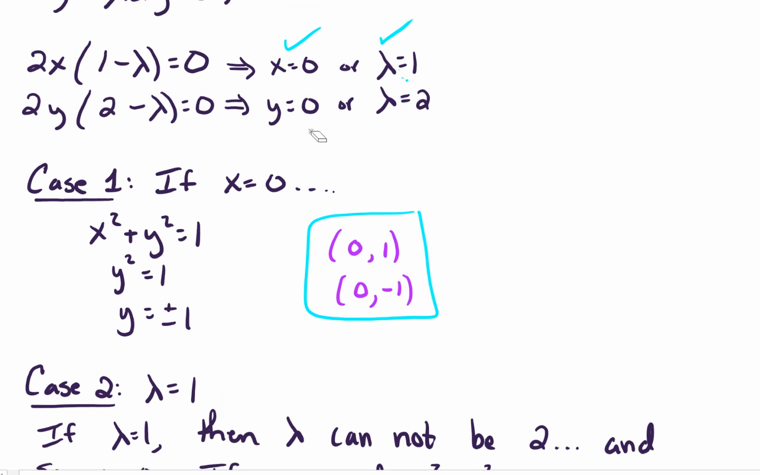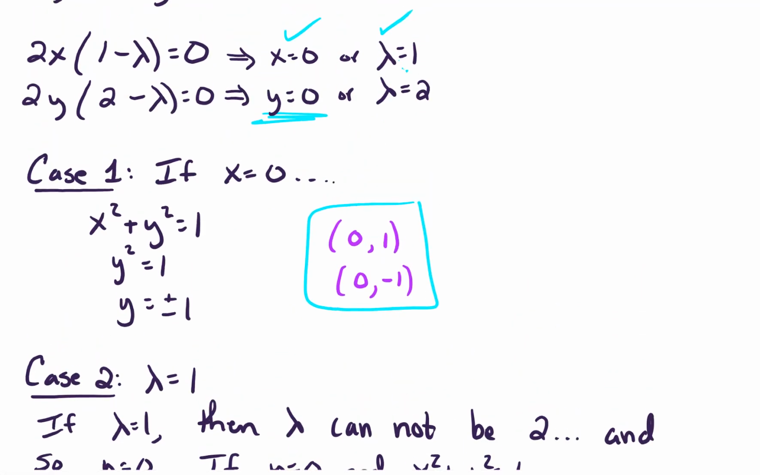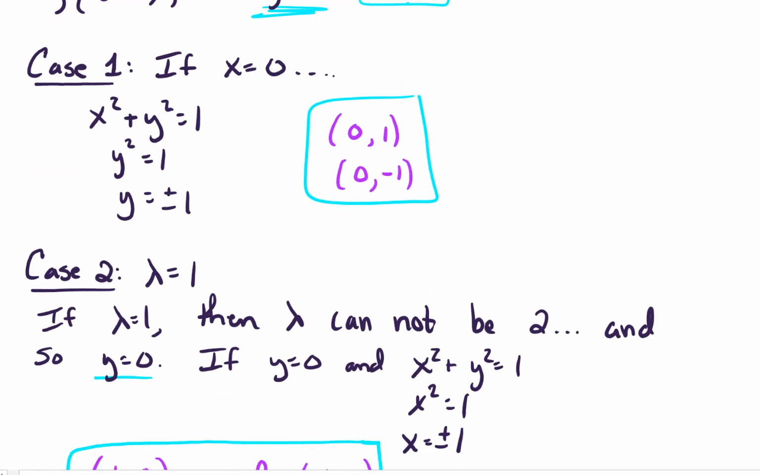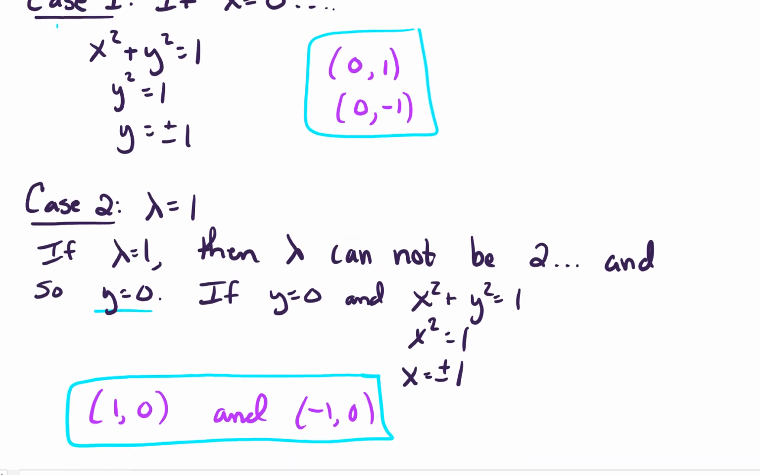On the second line, if y equals 0, well, we already know what's happened because we analyzed case 2, and that was y equals 0. So there's no more analysis we need to do. Similarly, if lambda equals 2, then we go up here, lambda cannot be equal to 1, and we're simply looking at the x equals 0 case, and we've already covered that in case 1. So the only points that we get out of this analysis are the following 4 points.